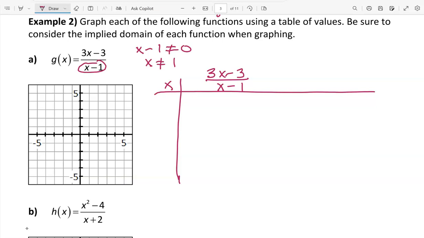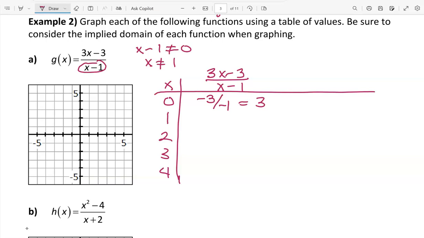So for instance, let's use 0, 1. We'll use that one, but we'll see that the value is undefined. 2, 3, 4, etc. We're just going to use a sampling of values. If we replace x with 0, 3 times 0 minus 3 is negative 3, and 0 minus 1 is negative 1, and that result gives us a y value of 3.